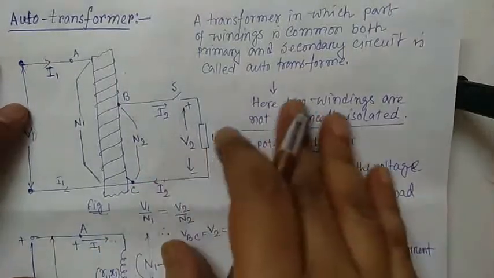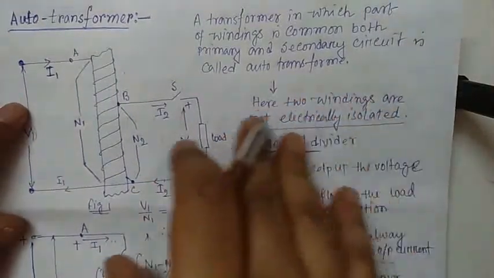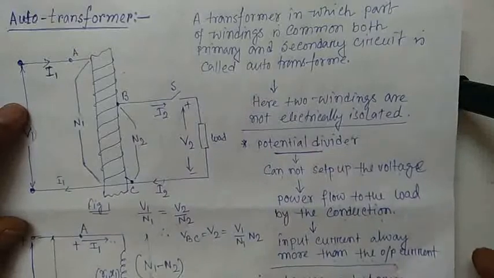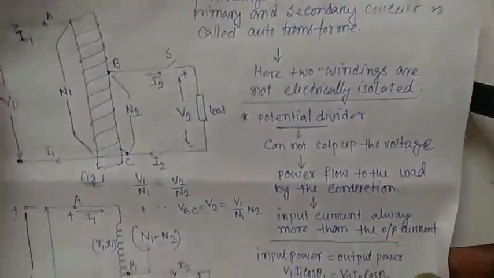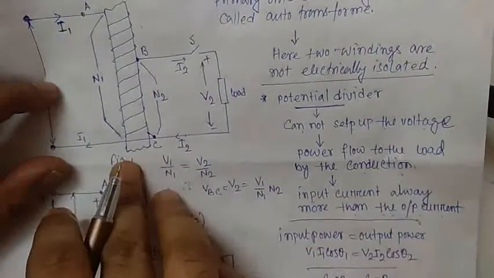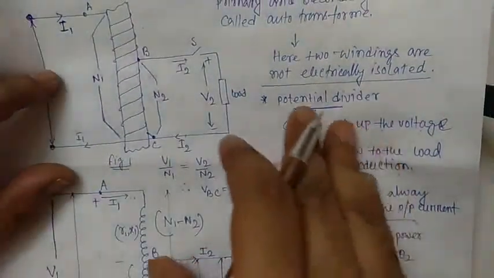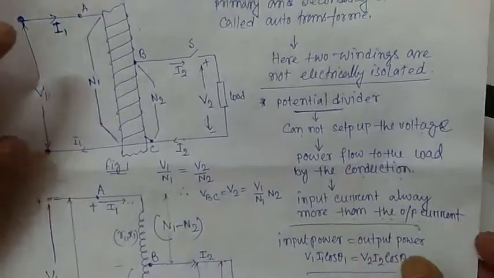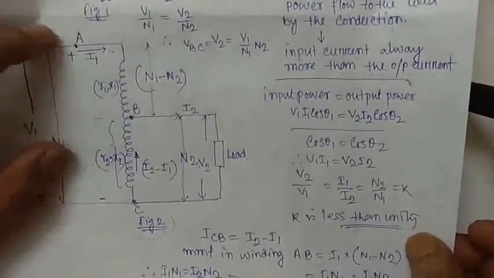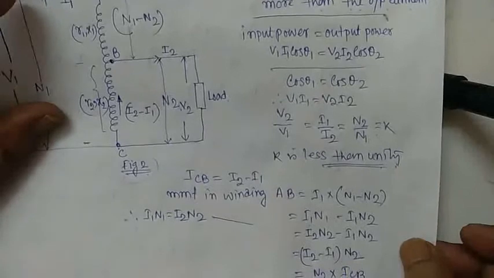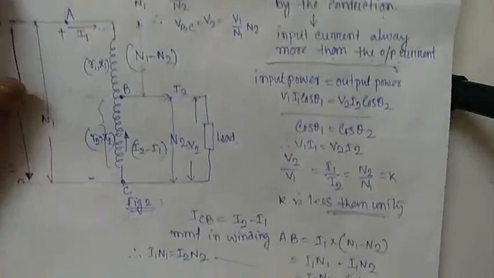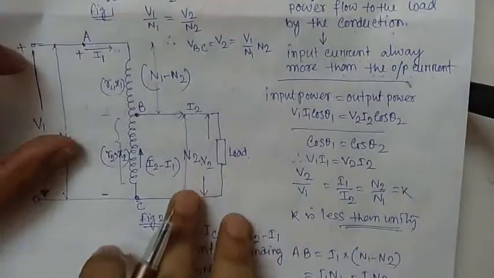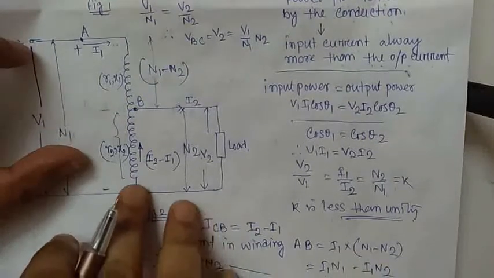Student, this is the second part video of auto transformer. In the first part I discussed the two circuits, figure number 1 and figure number 2, and the difference between a transformer and a potential divider. And at last I discussed that the MMF in winding AB is equal to the MMF in the winding CB.